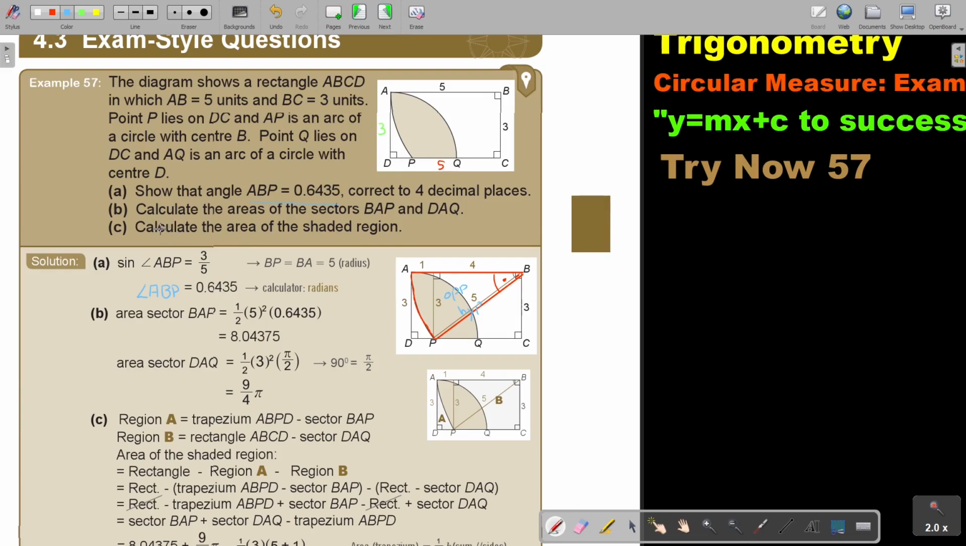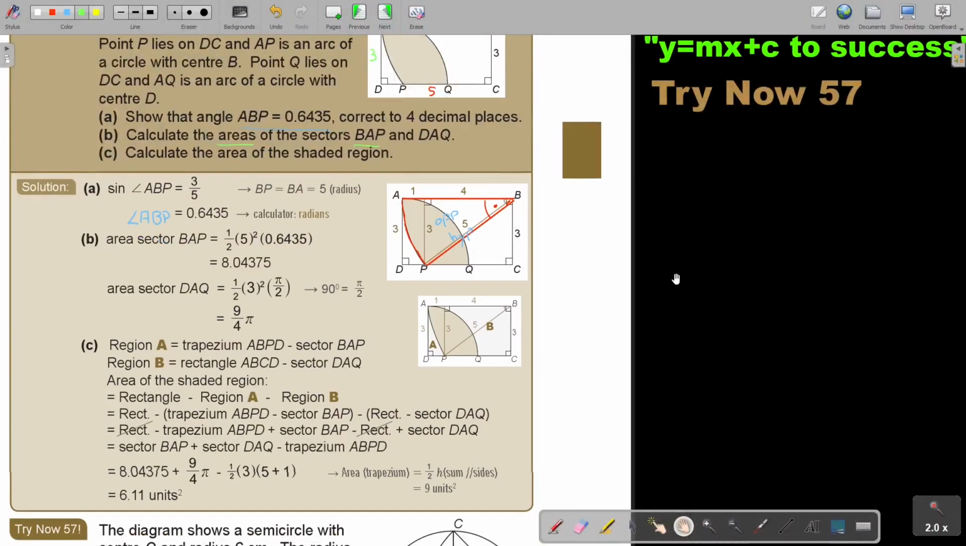Let's go to B. Calculate the areas of the sectors BAP. Don't forget, its area. Okay, let's start with BAP. Where is that? It's actually this one, and that's why they gave you the angle. Now, what is the formula? Can you remember, in radians? It's half r squared times the angle. So half times 5 squared, times the angle. And again, make it at least to 5 decimal places, just for your accuracy later on.